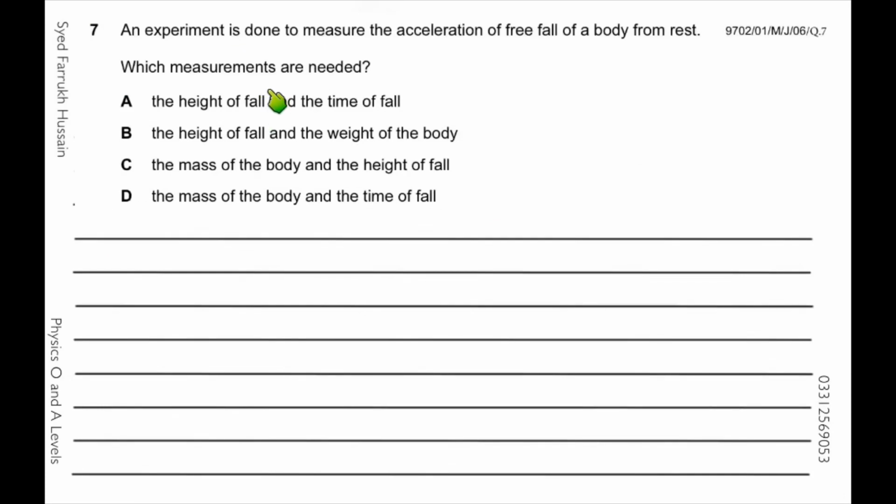In this question you have to find which measurements are needed to calculate the acceleration of free fall. As I have already told you, g is equal to 2h upon t square, it means to find the gravitational acceleration you need the distance fallen and the time in which the distance was fallen.